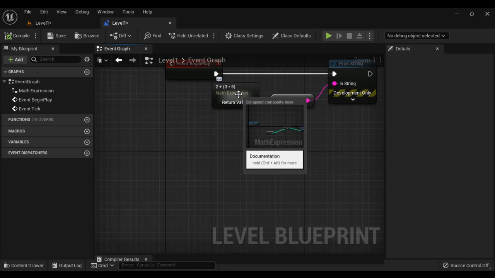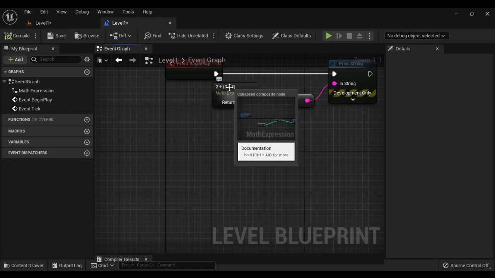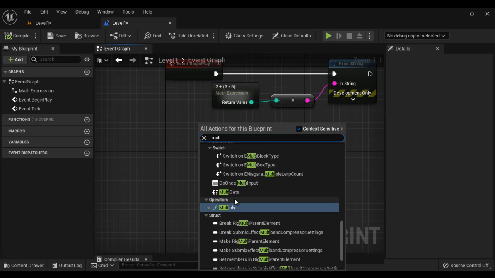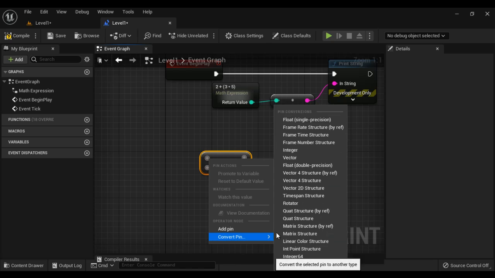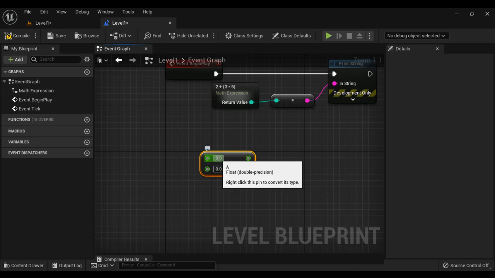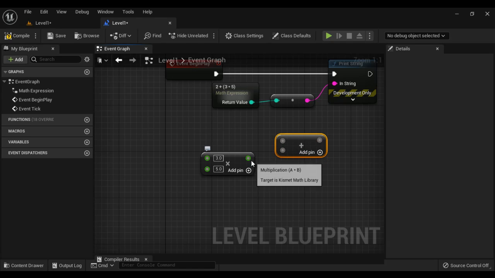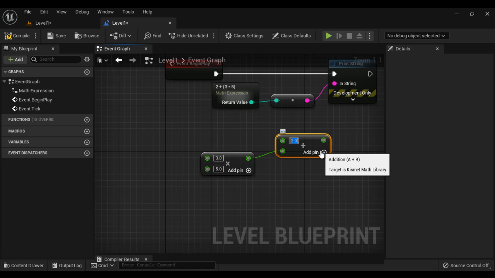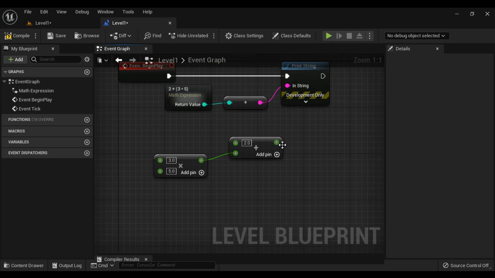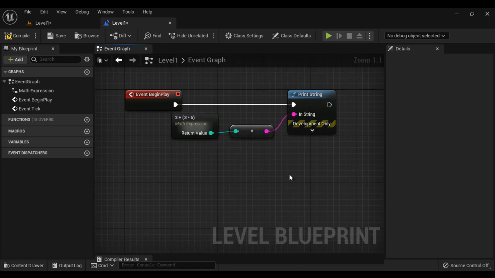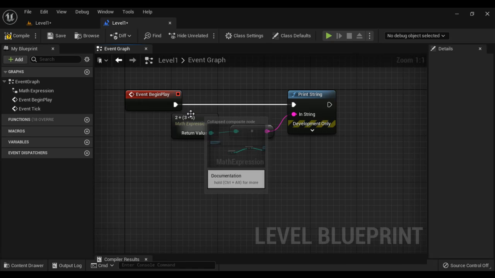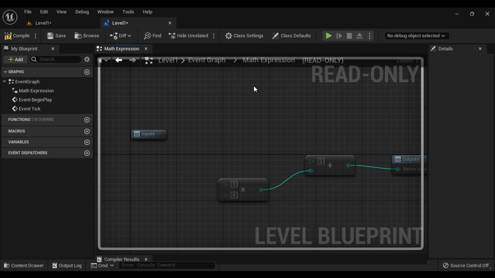If there is no math expression node, then you have to design the blueprint for this expression. First you right click and search for the multiply node, then convert the pin to float, and then here you write 3 multiplied by 5, and then you use the add operator, and here you give 3 into 5 and here you give 2. So 3 into 5 is 15, 15 plus 2 is 17, that you give as an output. So it's a long process, but the math expression node makes your life easy, guys. You just write the expression, and it creates the graph of nodes for you.